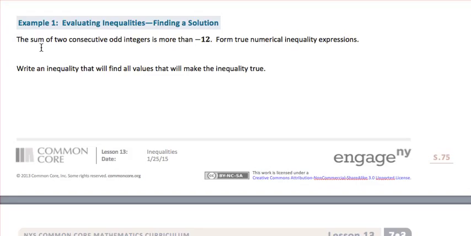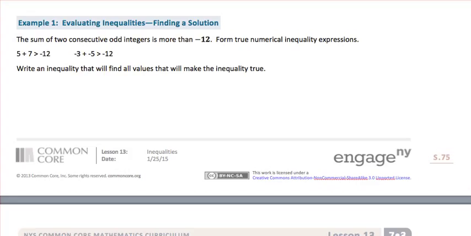So picking some at random, 5 plus 7. Both of them are odd and they are right next to each other if I were to list all the odd integers. 5 plus 7 is greater than negative 12. Kind of obvious. We could say negative 3 plus negative 5 is greater than negative 12, because negative 3 plus negative 5 is negative 8, which is greater than negative 12.